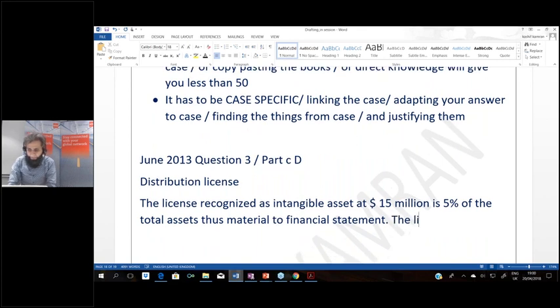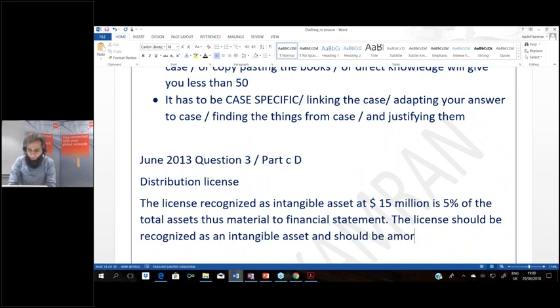The license should be recognized as an intangible asset and should be amortized over its useful life. So I wrote the tree. The risk. The risk is the license cost of distribution license acquired on the 1st of September. The license gives the store exclusive rights to distribute for a 5-year period.